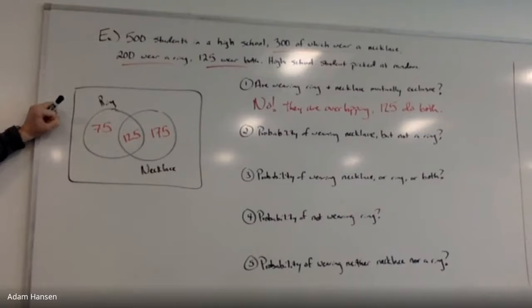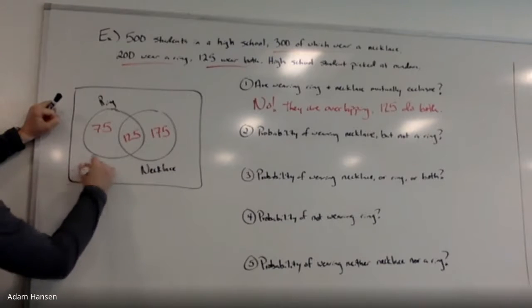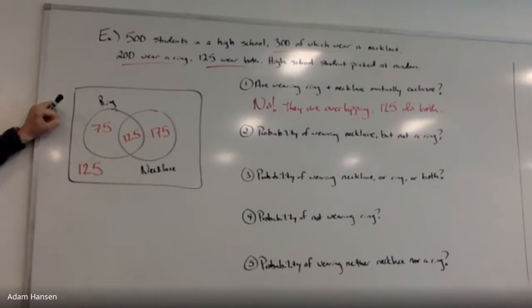They don't go in the diagram. I can put them somewhere. They're just not going to go inside any of the two circles, are they? There's 125 students that wear neither a ring nor a necklace, so they can't be in either one of these two circles.